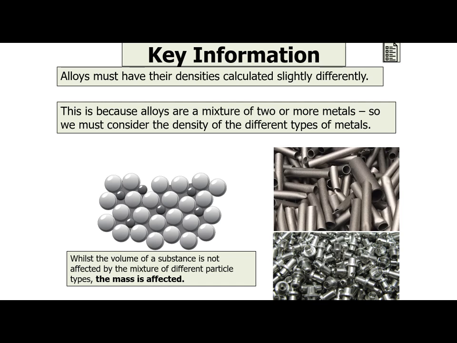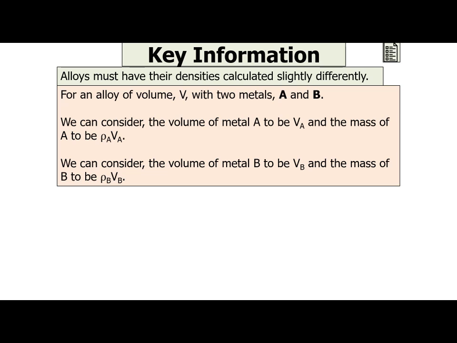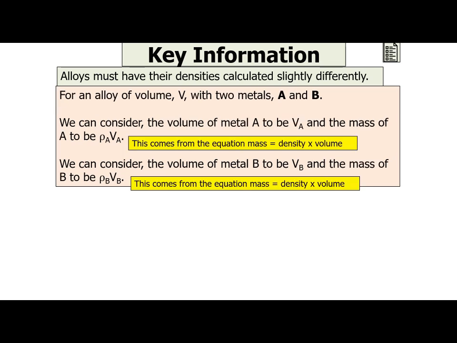So for example, for an alloy of volume V with two metals made up in the alloy, A and B, we can consider the volume of metal A to be VA, and the mass of A to be the density of A times the volume of A. And we consider the volume of metal B to be VB, and the mass of B to be the density of B times the volume of B. This is coming from the equation that mass equals density times volume.